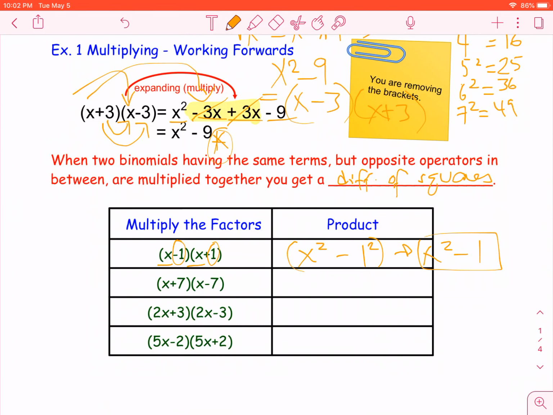Okay, let's try the next one. If I look at my A term, that would be an x squared. If I look at my B term, that would be a 7. Because it's a difference, I put a minus in between them. And if I actually were to square 7, I would be left with x squared minus 49.